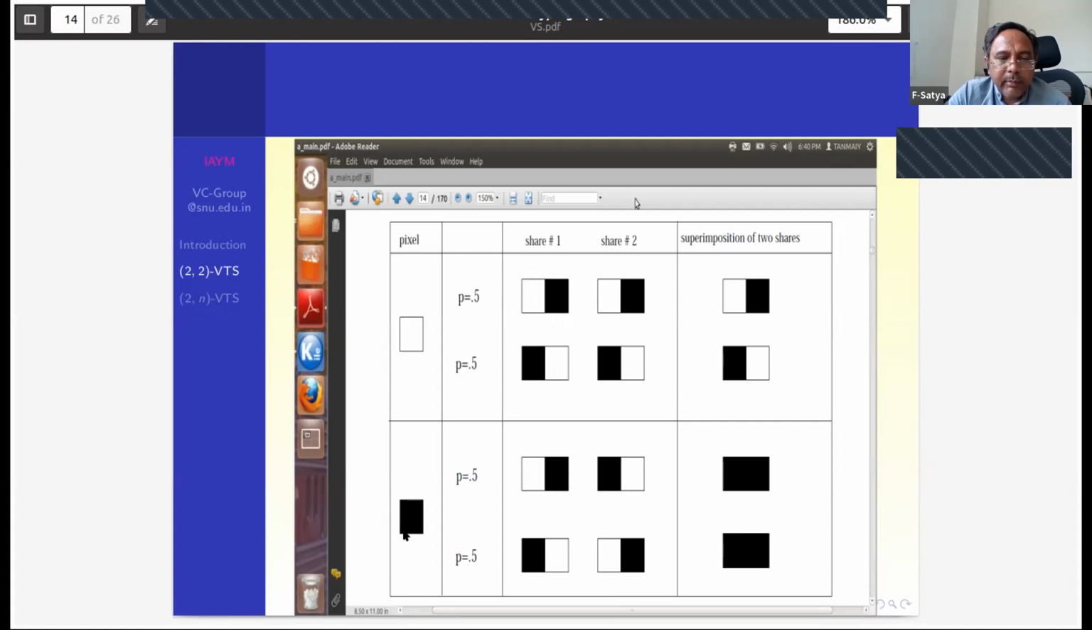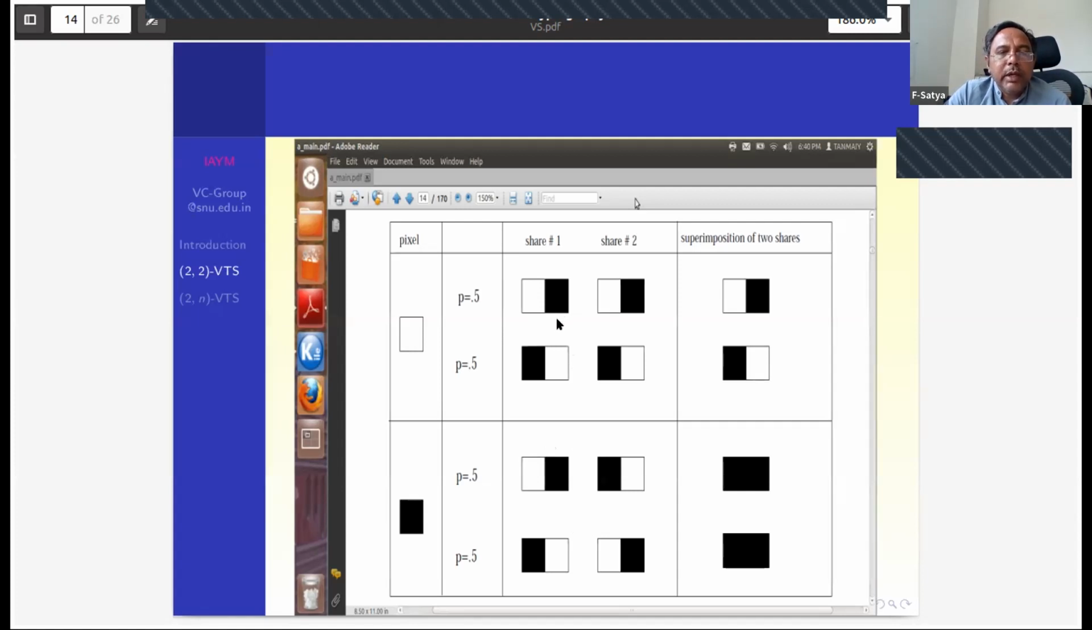But look at the black pixel here. I converted the black pixel into two shares like this. I will give this share to one person and this share to another person. Individually they don't know, right? But if they superimpose, then I get black. So a white pixel can be converted into shares like this, and a black pixel into shares like this. Now it is only two shades.